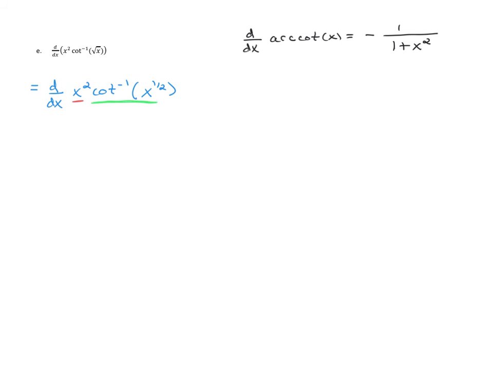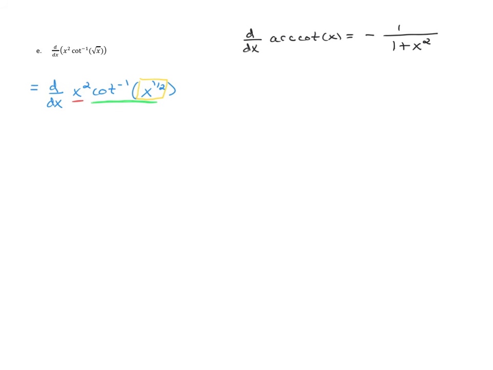For this problem, let's note that the derivative of arccotangent is equal to negative 1 over 1 plus x squared. Okay, if I look at this problem, I'm going to rewrite it as the derivative with respect to x of x squared times inverse cotangent of, and I'll put x to the 1/2 power. I see here that we are taking the derivative of a product, and then within this piece, I'm going to have to use the chain rule.